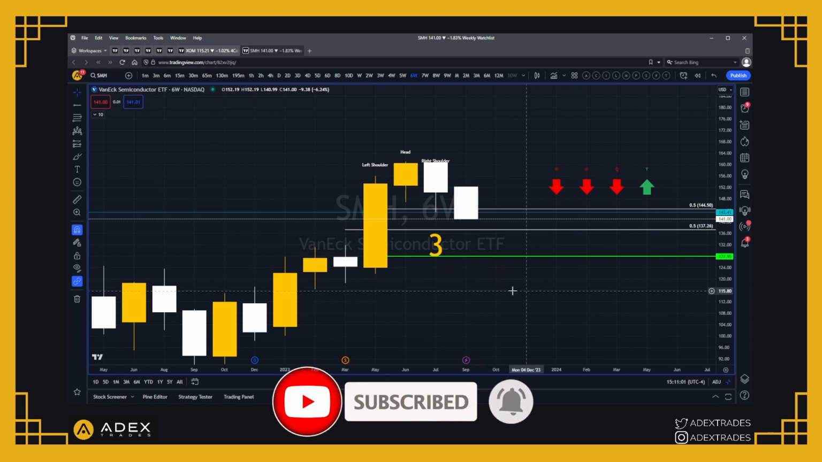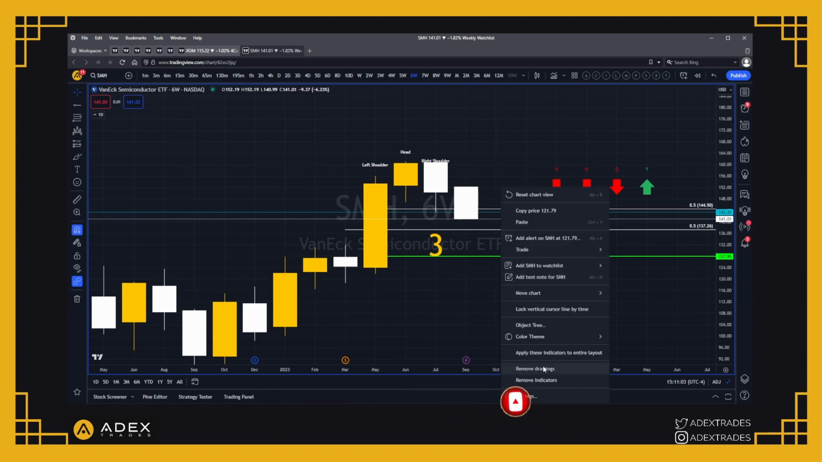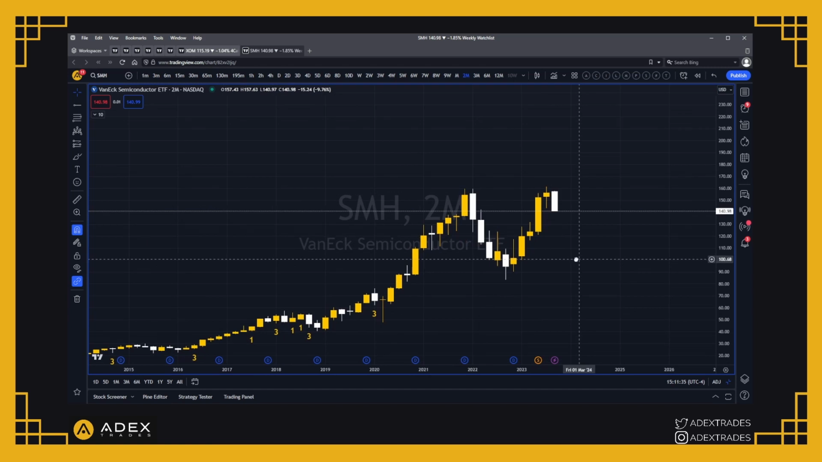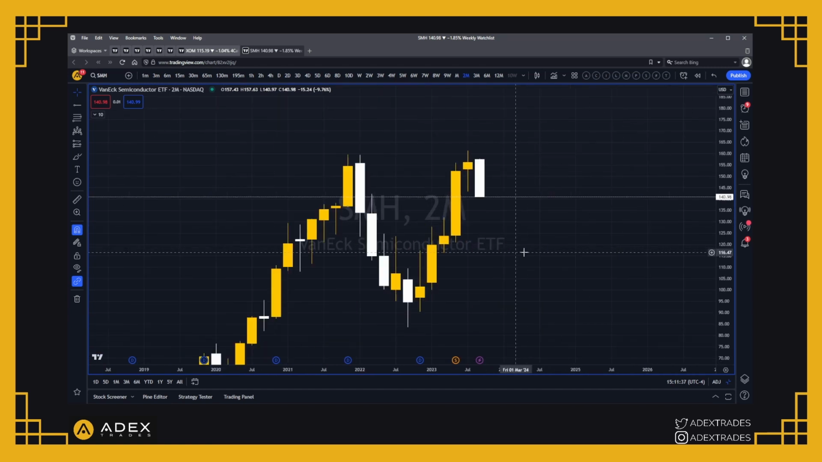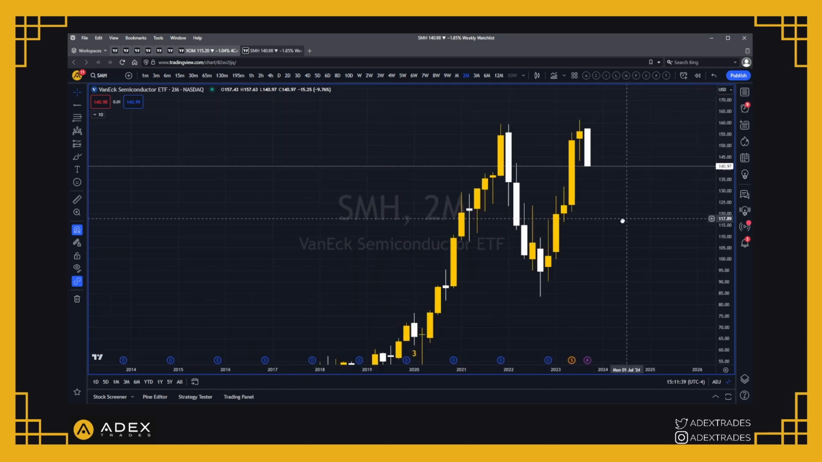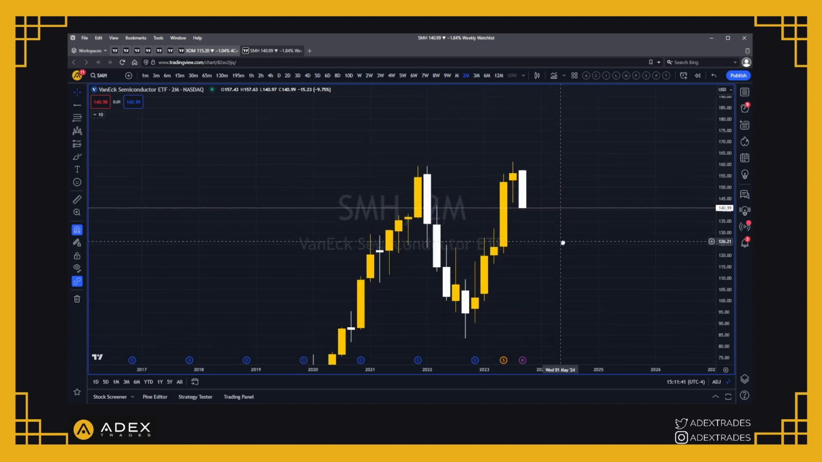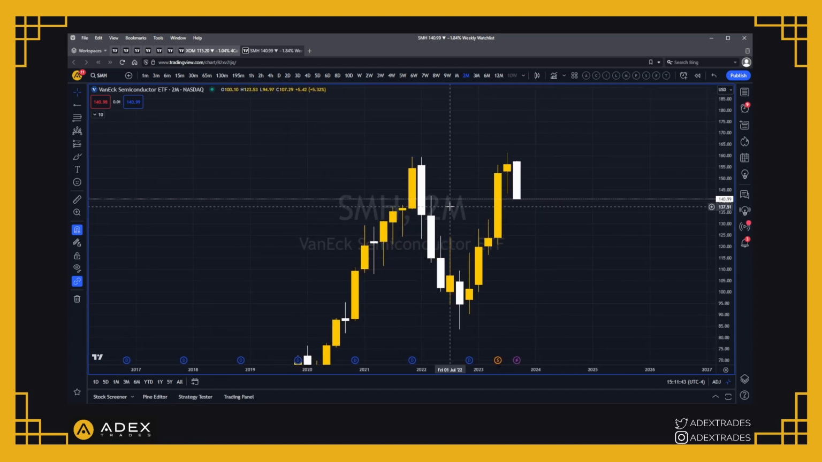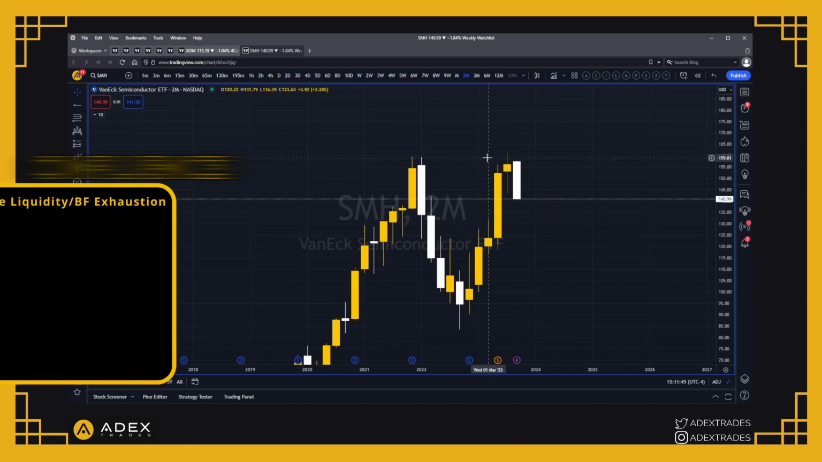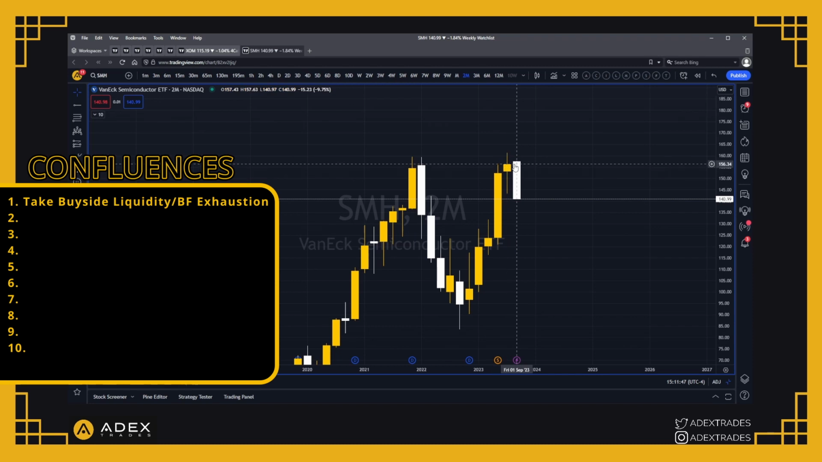So the first thing I noticed, and I'm just going to take off these drawings real quick, prior to us even with the actionable signal, look at SMH on the macro time frame. Just zoom out, right? You can clearly see that SMH on the higher time frames took out buy side liquidity. For those that trade ICT, buy side liquidity, or we made a higher high.